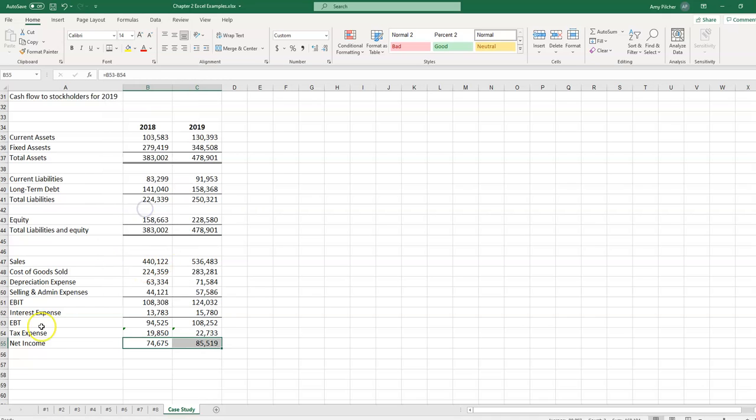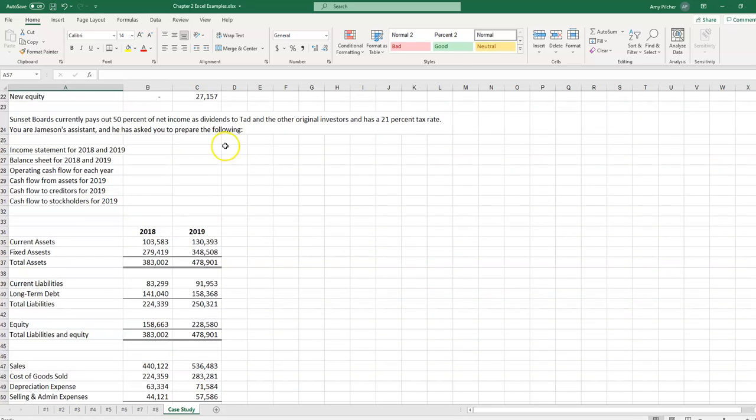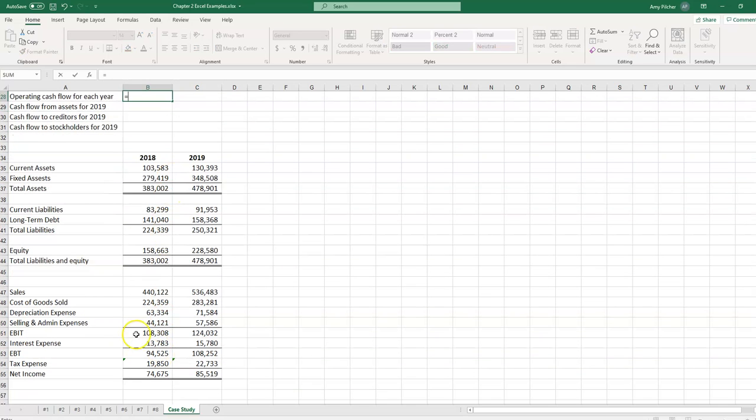Now that we've completed the balance sheet and income statement for 2018 and 2019, we can do our other calculations. So the first question is, what is our operating cash flow for each year? Remember that the formula for operating cash flow is earnings before interest and taxes, or EBIT, plus depreciation minus taxes. So we're going to have our earnings before interest and taxes plus depreciation minus taxes.